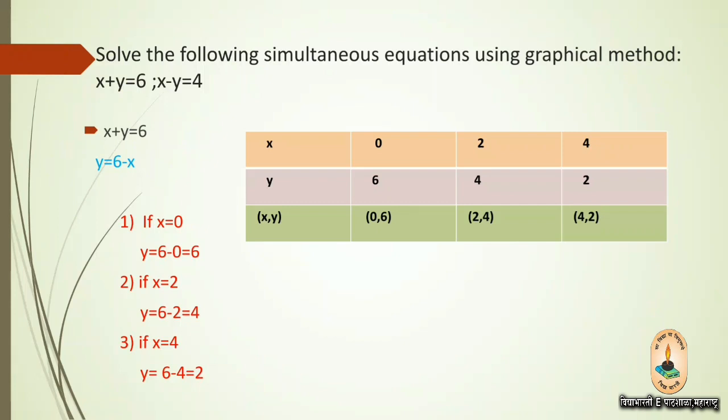For x equal to 0, y is 6 and the order pair is 0, 6. For x equal to 2, y is 4 and the order pair is 2, 4. For x equal to 4, y is 2 and the order pair is 4, 2. In this way, for the equation x plus y equal to 6, we find 3 order pairs.